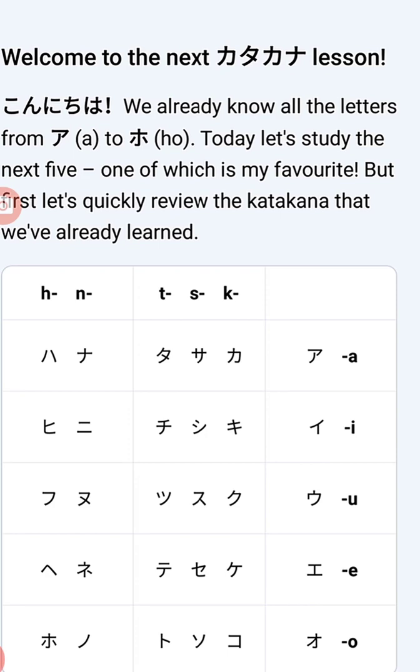Okay, so now we've got the S sound. Sa, si, su, se, so. Sa, two letter T's.